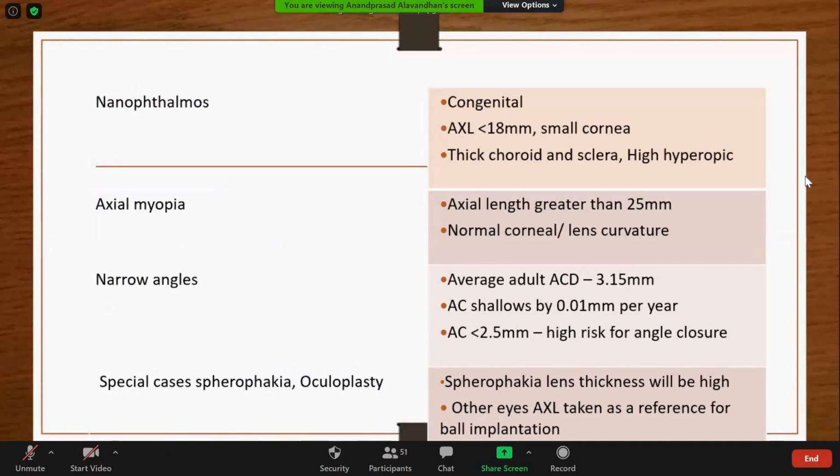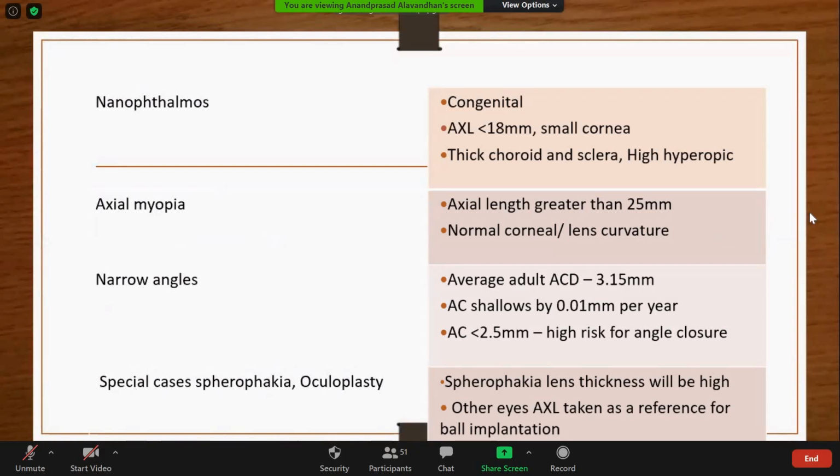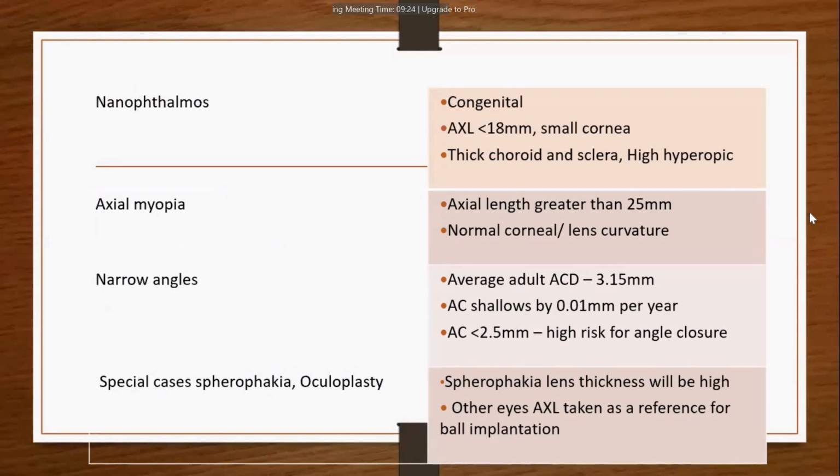And then the narrow angles. In most cases the average anterior chamber depth is 3.15, but the anterior chamber shallows by 0.01 mm per year. After 40 years of age, the anterior chamber slowly becomes shallower each and every year. Also, if a cataract develops from grade 1 to grade 4, the lens slowly pushes the anterior chamber forward, which also causes narrow angles.